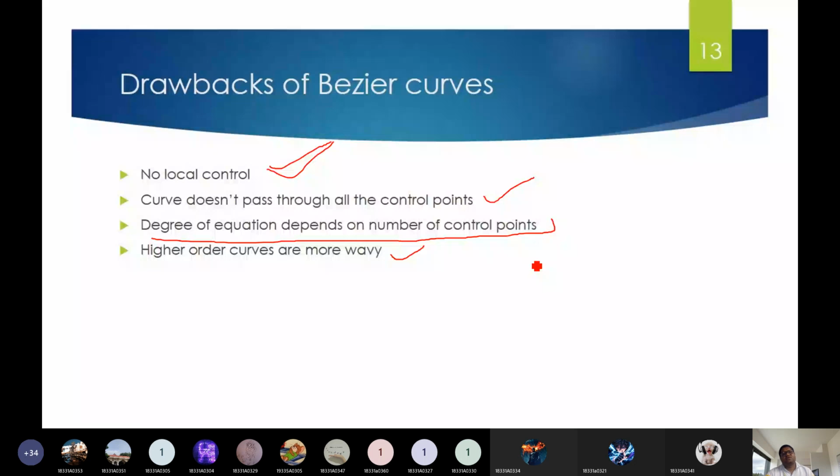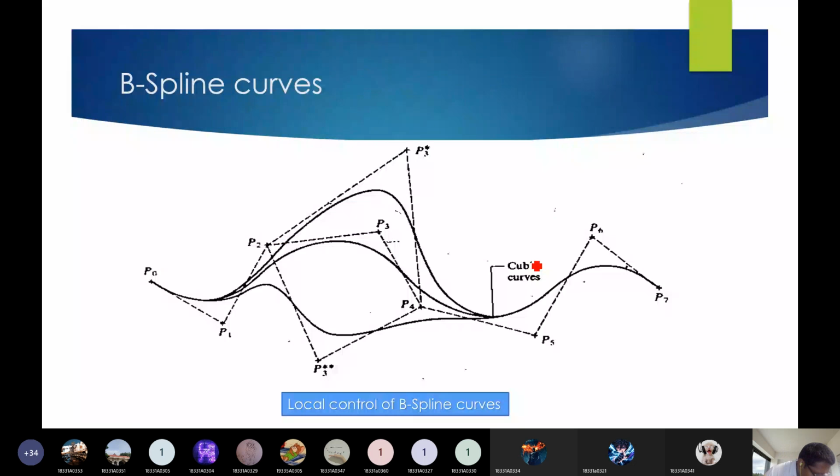Now we are going to talk about the third synthetic curve, called the B-Spline curve. All the advantages that we discussed about the Bezier curve can be continued. At the same time, drawbacks like the degree of the equation can also be reduced.